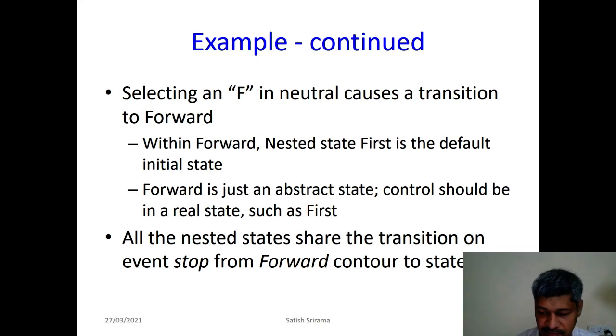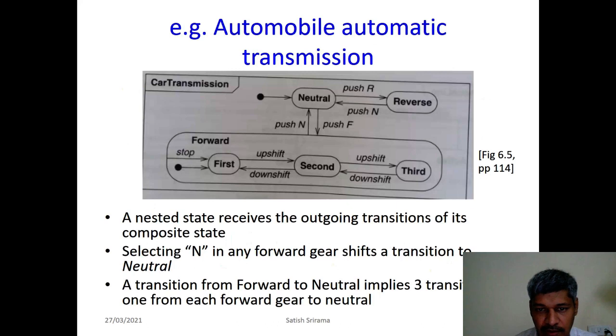Okay, so that is clear, which we have seen. Pushing an F from neutral will go to the forward state. But which of the forward states will it go to? Which of the nested states will start? That's where, for example, within this composite state, you have this start here. So a push F into this composite state will always take you to the first gear first. From neutral, if you push F, it will always go to the first gear.